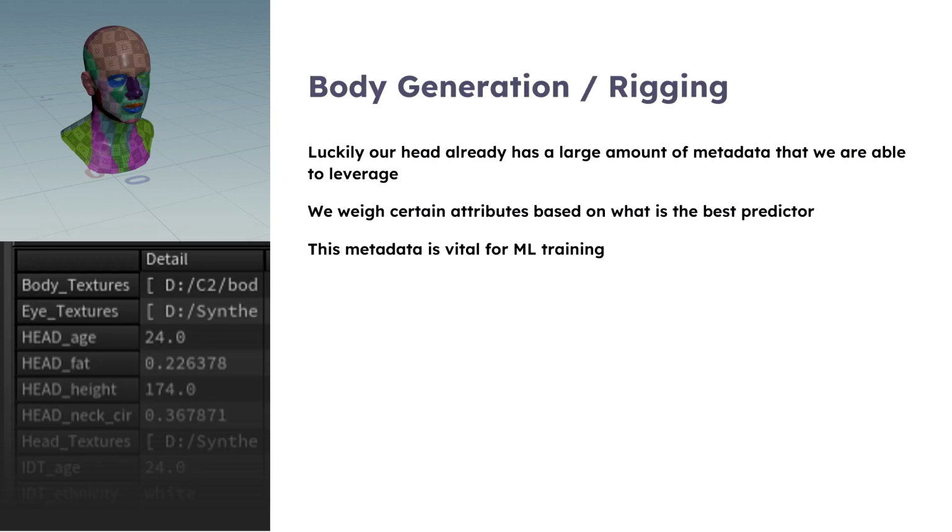So we'll start with the body. And luckily for us, the head already has a huge amount of metadata baked in. We've got age, sex, BMI, ethnicity, Monk score, and all of these things are going to be stored as detail attributes. We additionally will weigh certain attributes higher or lower based on which attributes seem to be the best predictors of an accurate body match. This metadata, especially around demographics, is going to be kept with us for the entirety of this process because it's incredibly important for future ML training.